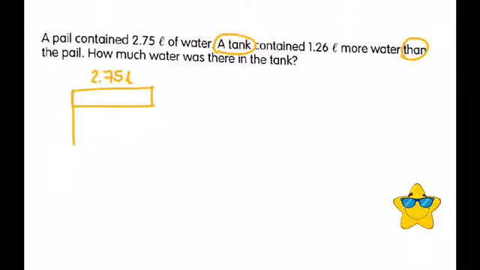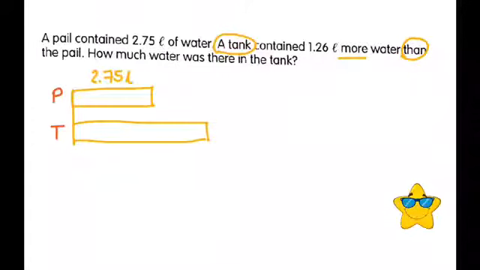To which are we comparing the tank? You're comparing the tank with the pail. Which one is more? It says that the tank contained 1.26 more water than the pail. So most likely, our bar for the tank should be longer. Let's label. This one is for the pail, and this is for the tank. Again, what kind of problem is this? This is a comparing bar.